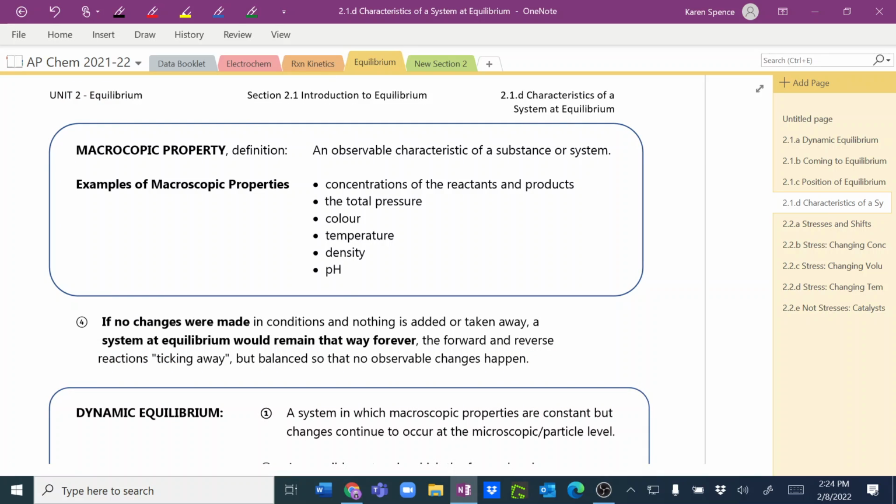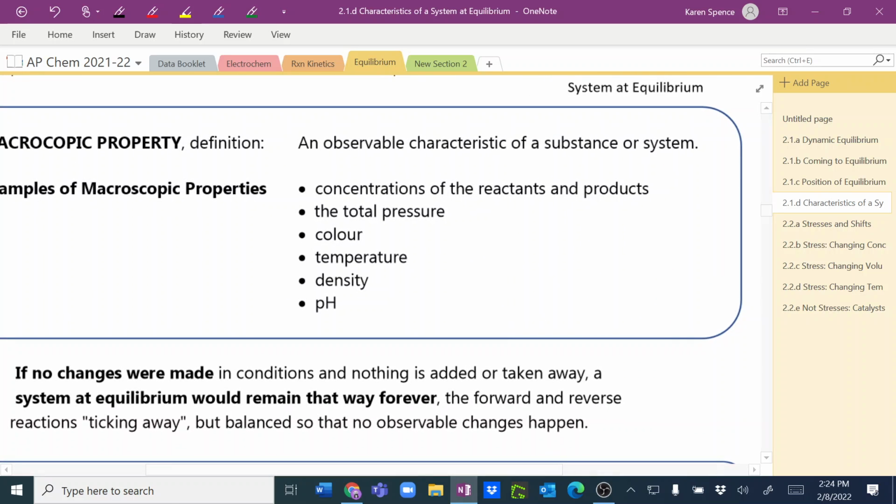So here are some examples of macroscopic properties. Concentrations, that's probably pretty obvious. If you've got a gas, the total pressure is going to remain the same. Obviously, as we saw last day, once we had reached equilibrium, the color, if we have a colored species, is going to remain the same. If we are at equilibrium, the temperature is not changing, density, pH, all of those are things we can observe with the naked eye, or just some easy tools. There's a pH meter you can use, density, you can measure the mass and the volume, and you should be good.